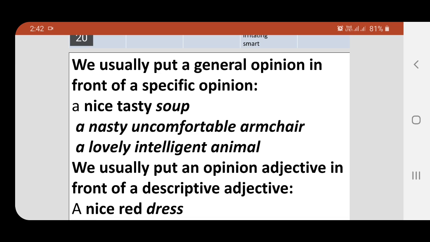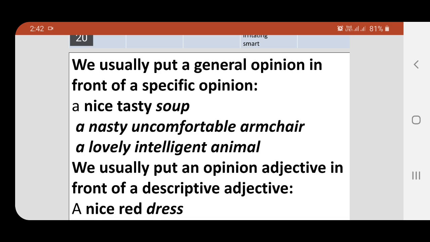A nice red dress. Red is a descriptive adjective. Nice is a general adjective, an opinion adjective. So you put nice before red: a nice red dress. A silly old man.